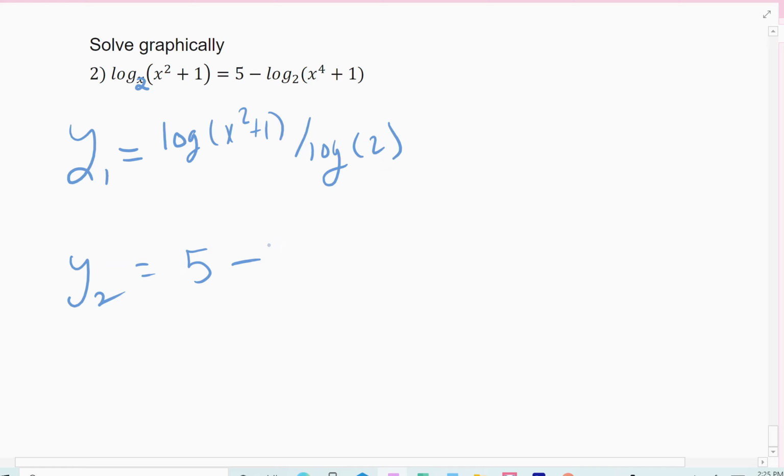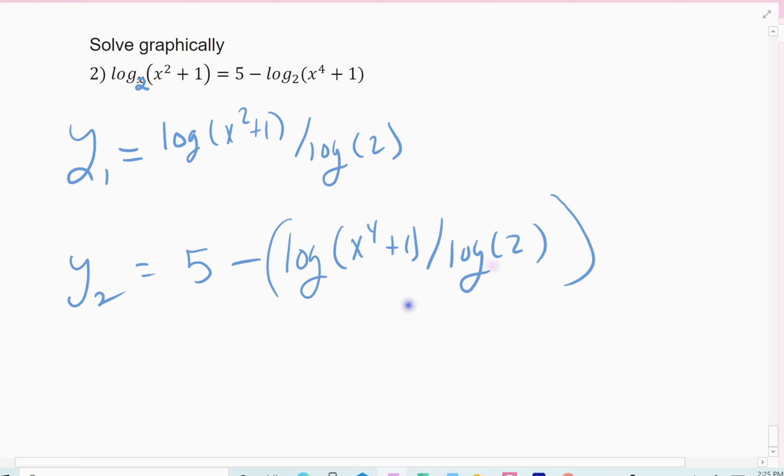It's going to be 5 minus, and then make sure you're careful, it's the log of x to the 4th plus 1 divided by the log of 2. And if you want to be extra careful, you can put an extra set of parentheses around that. I believe a standard window should work just fine. So if you type it in, make sure you type it in. I'm going to type it in to give you guys enough time to do it so I can double check on what my graph is, making sure a standard window does work.